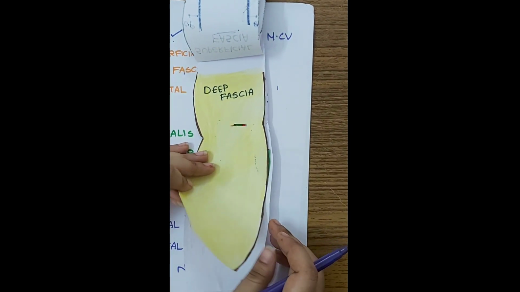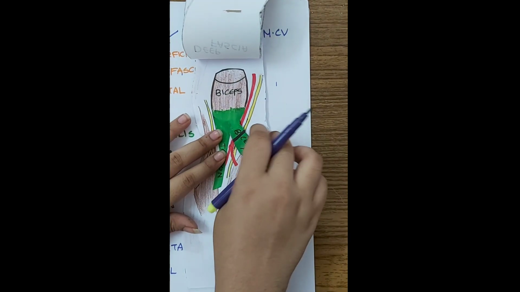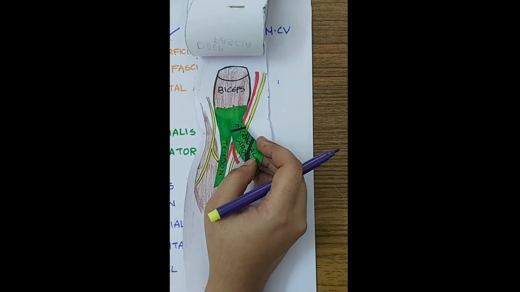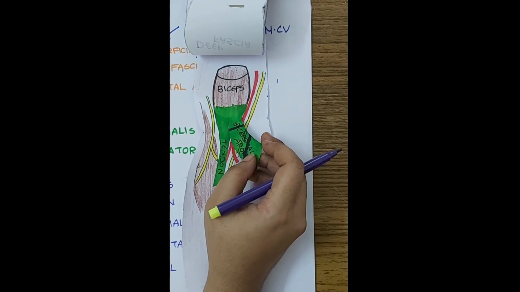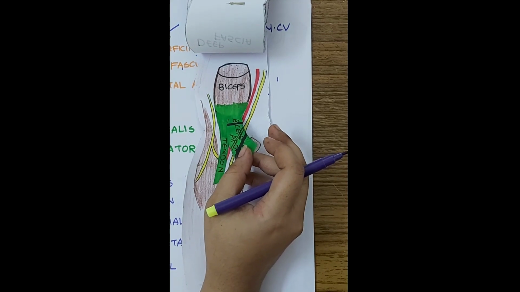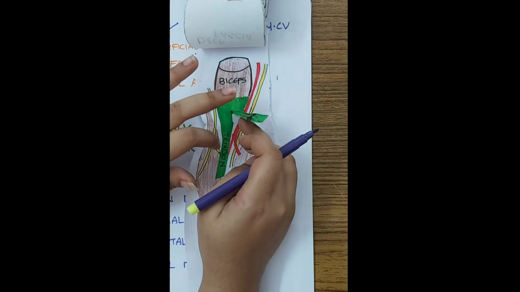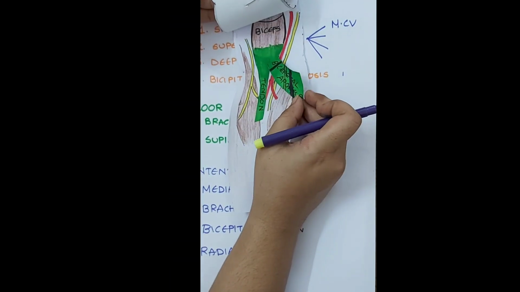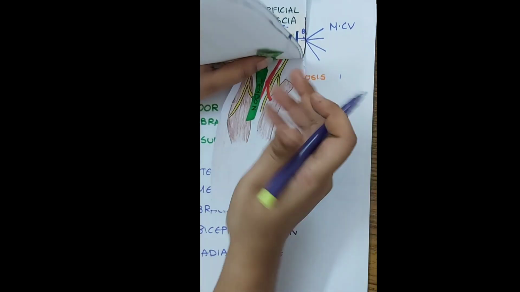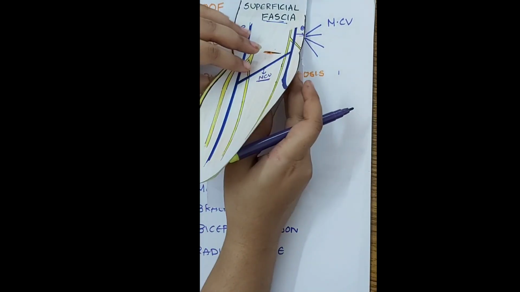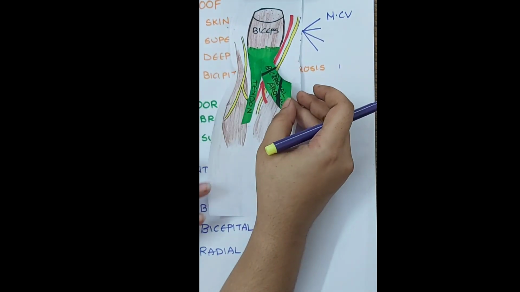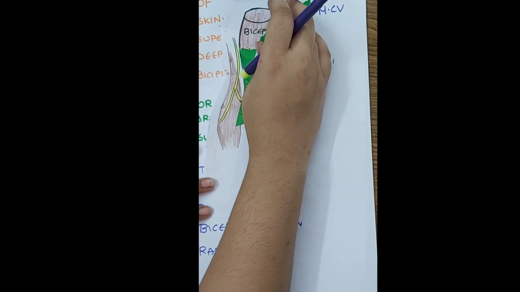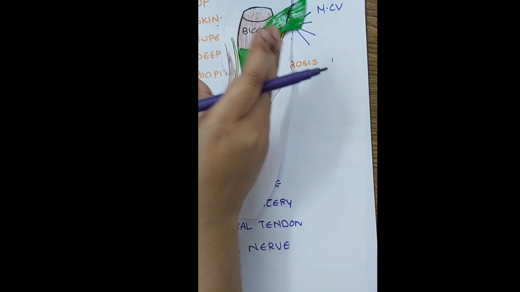After reflecting this deep fascia, we find an important structure called the bicipital aponeurosis. Its main function is that it protects the underlying structures of the cubital fossa. If any injury happens, the bicipital aponeurosis does not let the infection reach the underlying structures of the cubital fossa. So, this bicipital aponeurosis has clinically important functions. Now, after reflecting this, we come to the main cubital fossa.